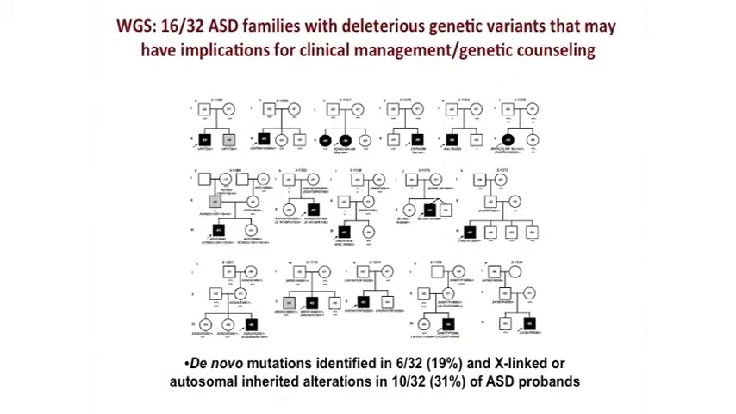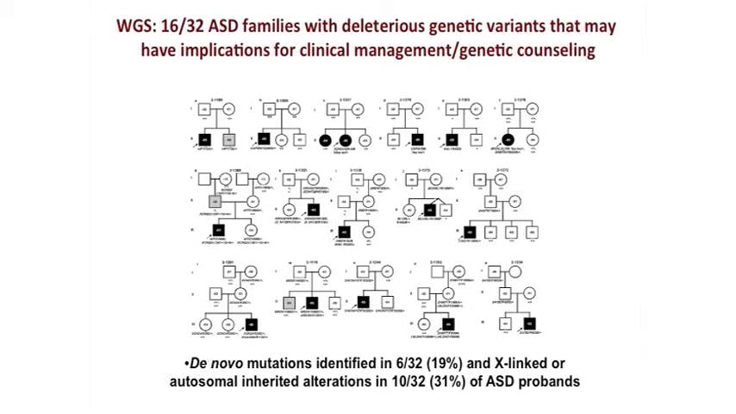The exciting thing is we found, in about half of the families, 16 out of 32, deleterious genetic variants that may have implications for clinical management and genetic counseling. So this moves us from the 12 to 19% realm. If you look at the exome studies published that include microarray and exome sequencing, including our own data, up into the 50% range. This has to be replicated. It's very exciting, but this is our first kick at the can.